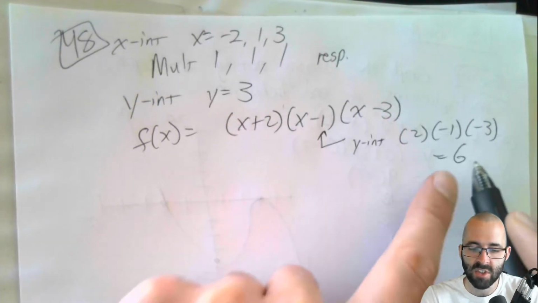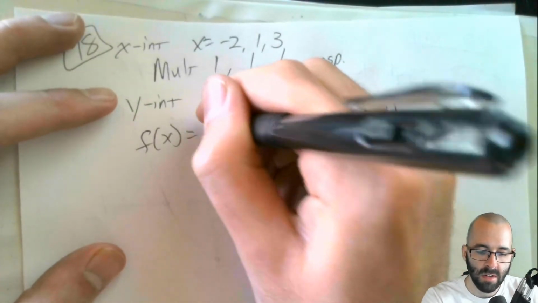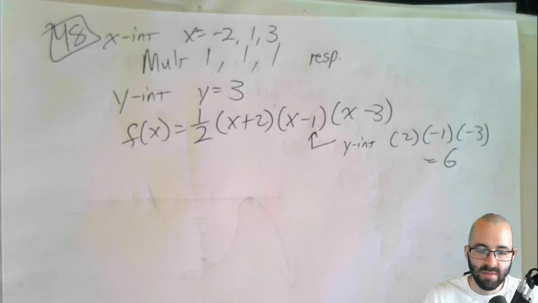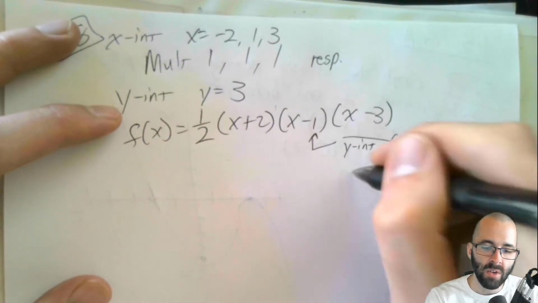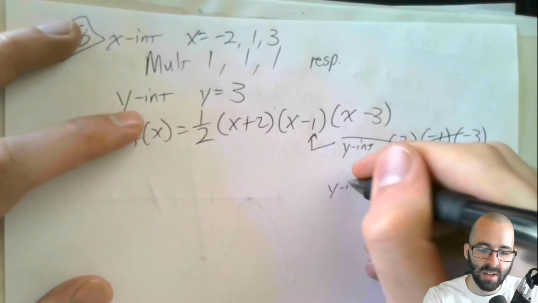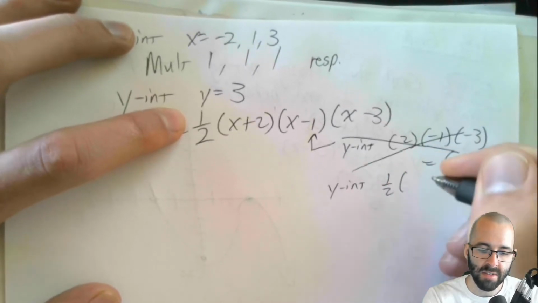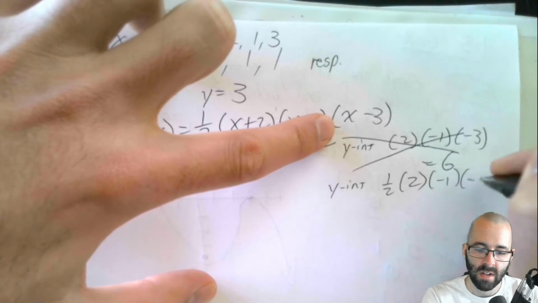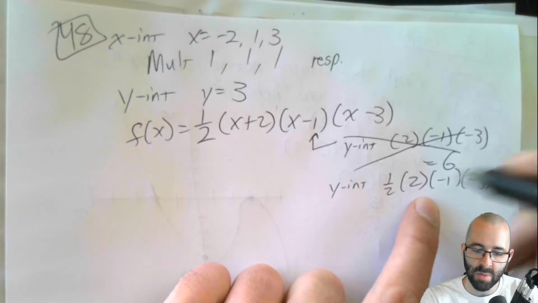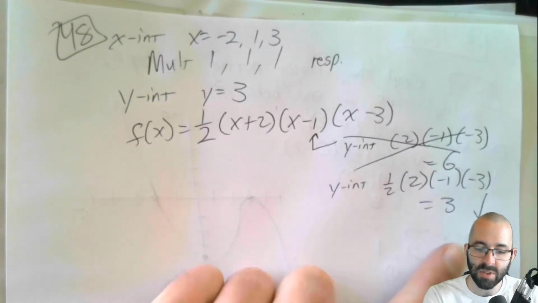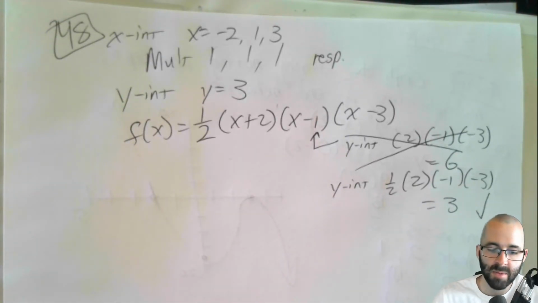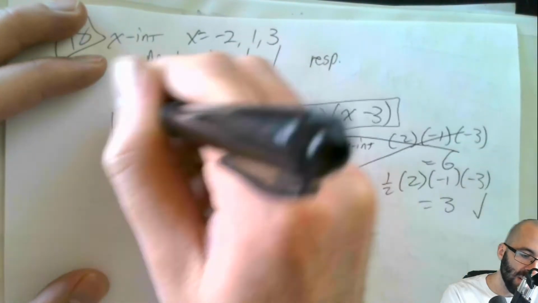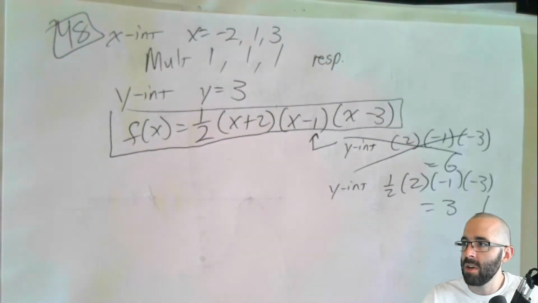Well, if it's twice as big as it should be, let's cut it in half. And now, what does our y-intercept become? Now our y-intercept is 1/2 times, when x is 0, 2, negative 1, negative 3. Now if we multiply this all together, it equals 3, which is what we wanted for our y-intercept. Right? So this should be our function right here that matches the one in the book.